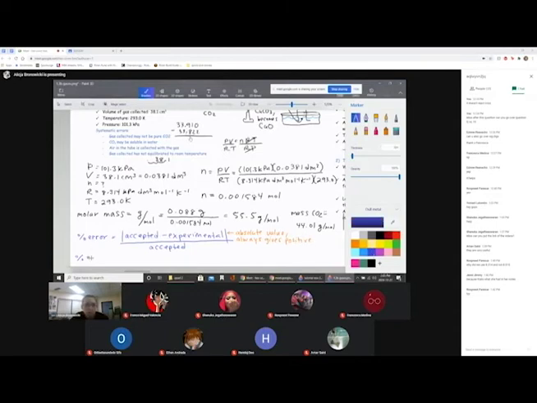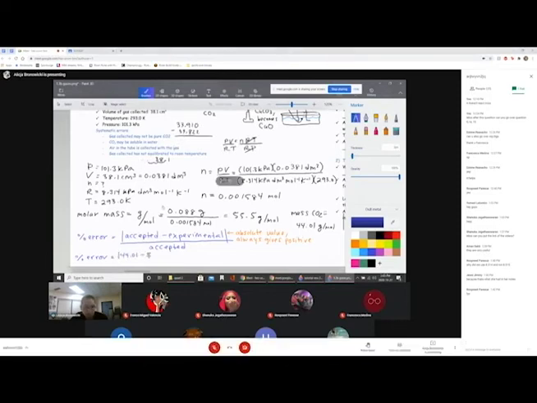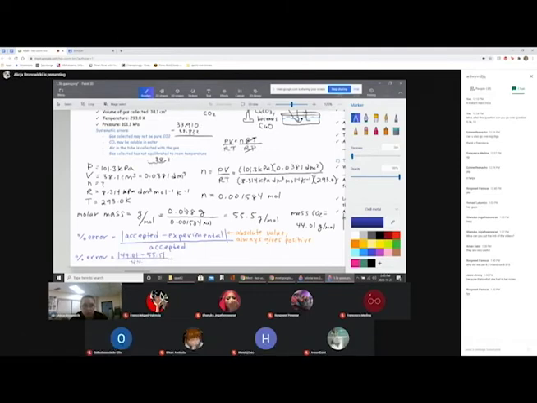Okay, so percent error. My accepted value, my published value, is 44.01 minus my experimental, which is 55.5, divided by my accepted, which is 44.01. Oh, and of course, you have to times by 100. Times 100 equals 26.1%. Okay, so that's my percent error, 26.1%. I'm off.